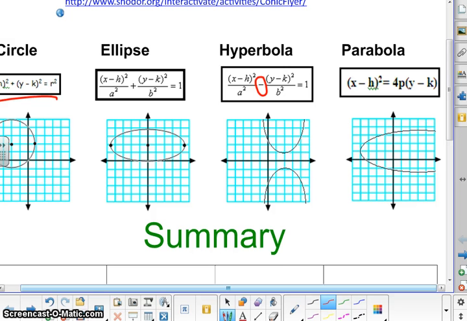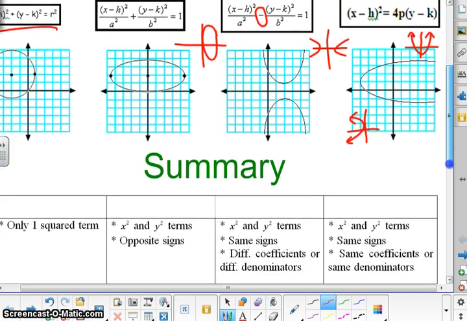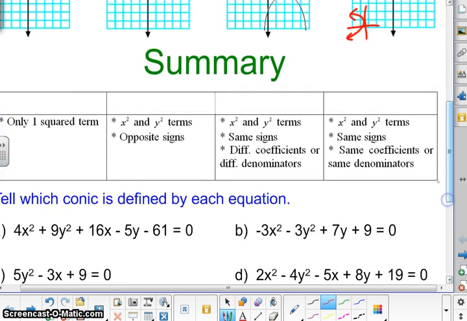Other ones you're going to see, if you play around on the website, are ellipses that are more elongated. And you'll also see hyperbolas that are going to be opening left and right. And then back to our past chapters, a parabola can either go up or down. This one can also go to the left as well. So there are different formats of what you're going to see on that website. The summary: if you just look at what you have, and you have one squared term, that is going to be a parabola. So go ahead and write that in your notes.